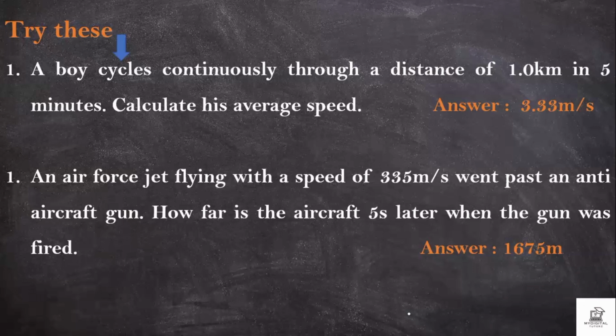The second question says an Air Force jet flying with a speed of 335 meters per second went past an anti-aircraft gun. How far is the aircraft 5 seconds later when the gun was fired? And the answer there is 1,675 meters. So I will leave it for you. Ask yourself, do I need any conversion in the second question? I doubt. You don't need any conversion. This one is in meter per second, this one is in second. Then you work it, use your formula and work it direct.